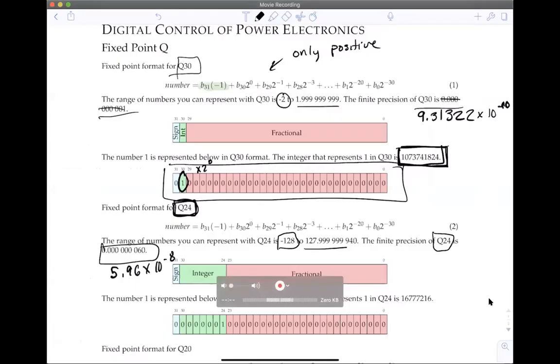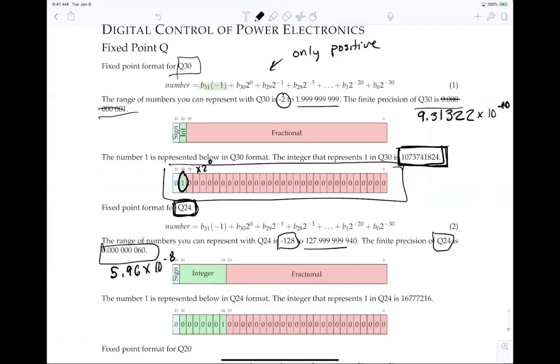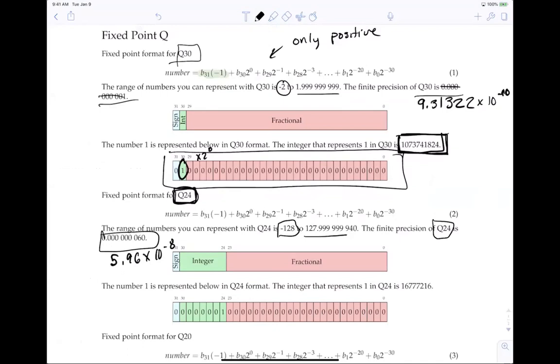So that's rounding it off again, but that's what it represents. It's a pretty small number. And so this is what it looks like when you have it in Q24, like this. You have one sign bit, you have seven integer, it looks like, and 24 fractionals.